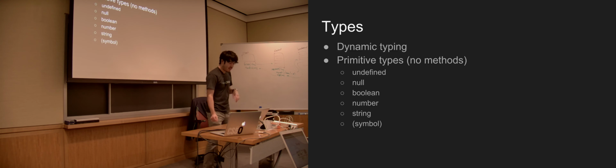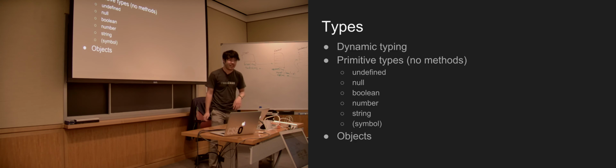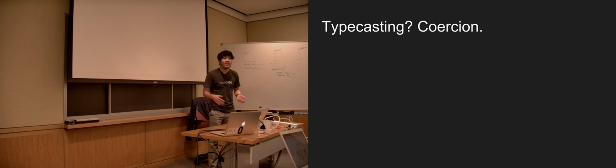Number, object, undefined, string, null, Boolean. And the one we didn't have, symbol. Symbol is new in ES7. That was all of them, right? Yeah, good job, guys. Typecasting, coercion, what does that mean?